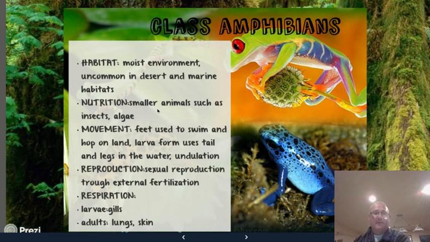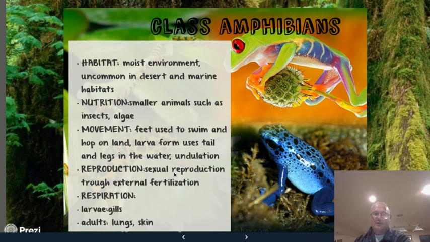They're feeding off of much smaller animals, insects, algae. You guys have all seen videos of the tongue of an amphibian squirting out and snatching flies and insects and so on and so forth. Very unique structures on their feet. They have little suckers that allow them to swim and to grasp onto things to hold on.